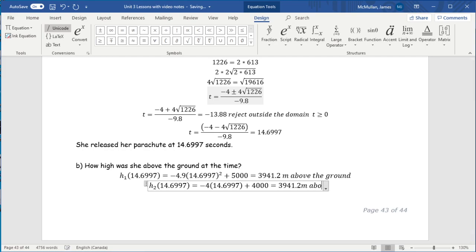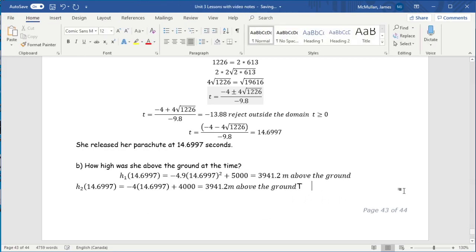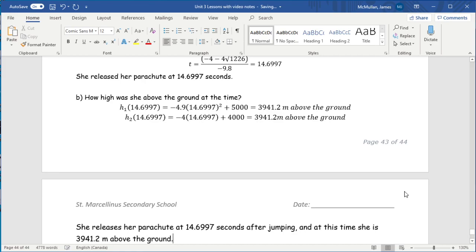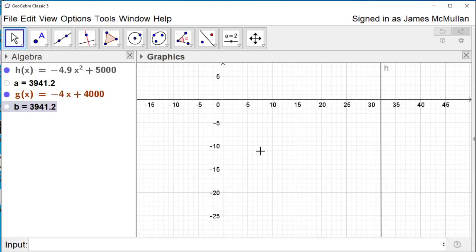3941.2 meters above the ground. Since the two functions agree, I know I must have done this right. Okay, so let's say she releases her parachute at 14.699 seconds after jumping, and at this time she is 3941.2 meters above the ground. Okay, so again, now let's use GeoGebra to check.